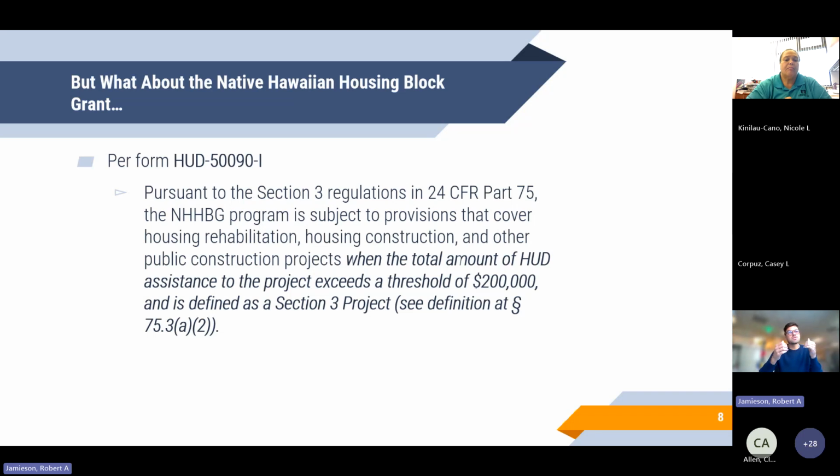When the total amount of HUD assistance of the project exceeds the threshold of $200K, it is defined as a Section 3 project. So again, this is really just that confirmation based on the HUD 590 form that for this block grant, we are considering it an HCD project, and therefore it will be following HCD definitions, which we're going to get into in these next slides.